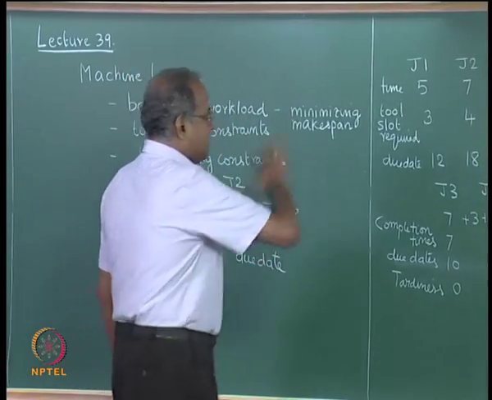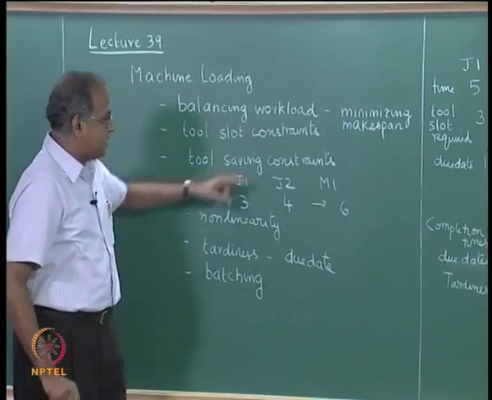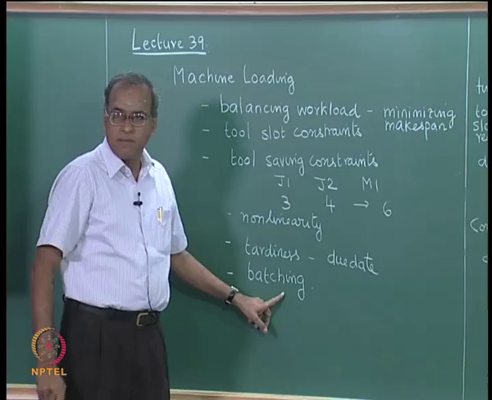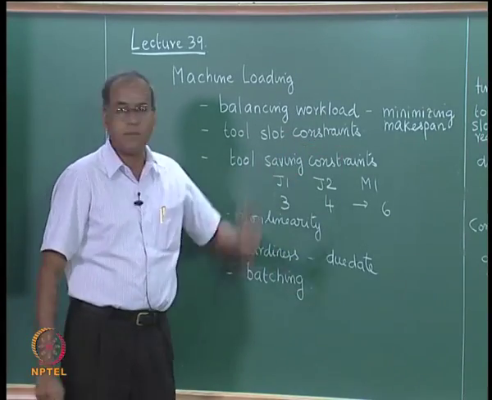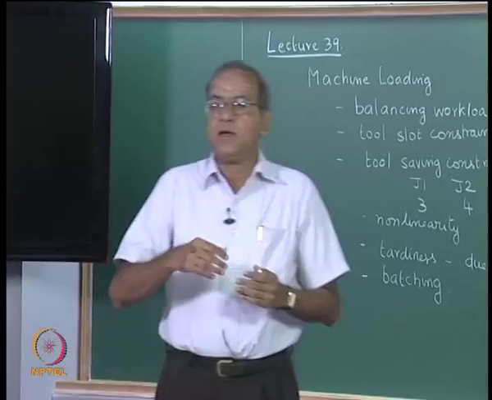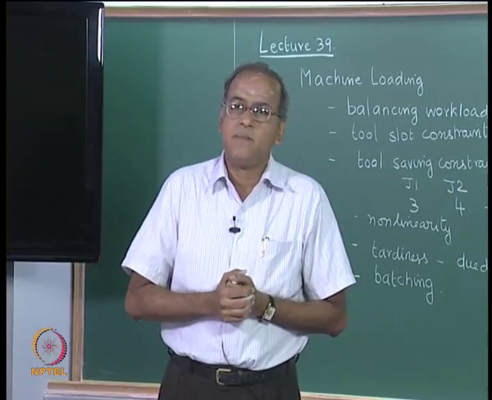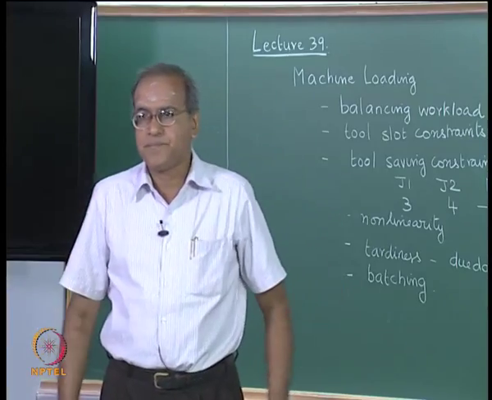So, we can now see the effect of tool slot saving. We can see the effect of batching and we can see the effect of tardiness through a simple example as to how tool slot saving helps in reducing or minimizing the tardiness, particularly in the context of multiple batches.